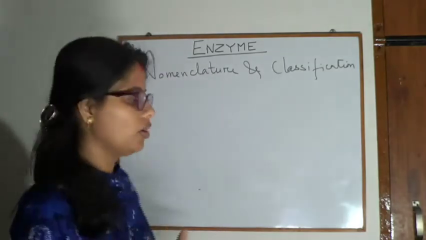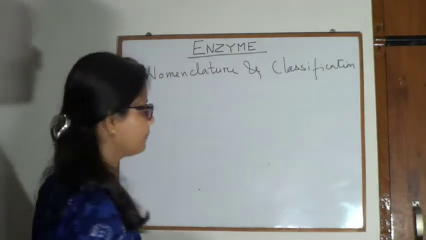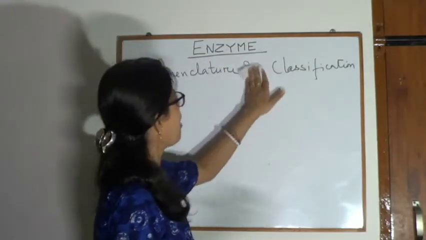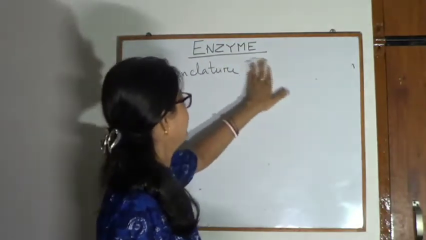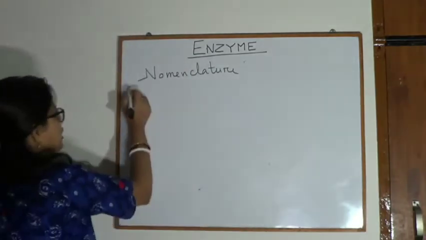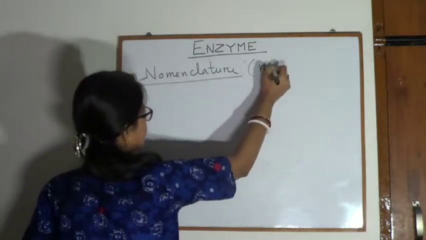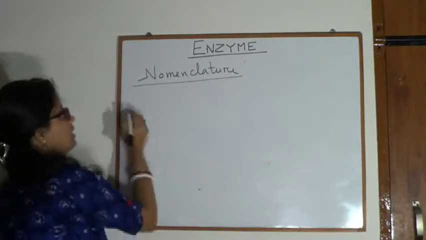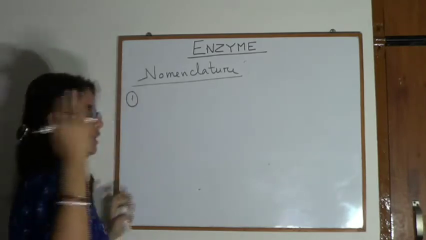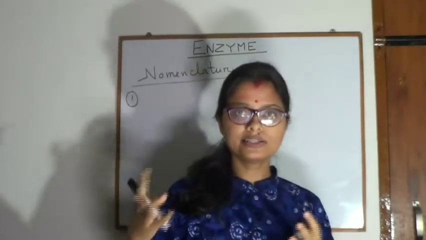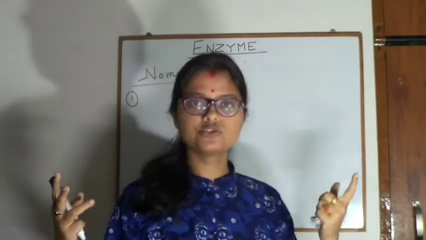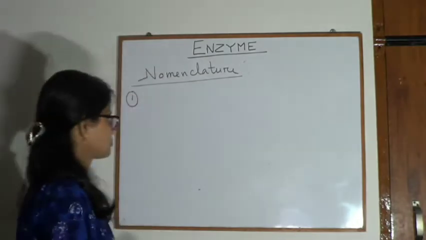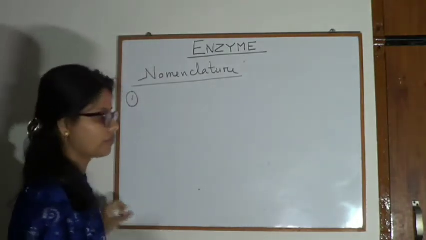In the past, what happened? First of all, we will discuss nomenclature, how enzymes have been named. There are many old and recent rules. First I will tell some older rules. According to the rule, what happened?